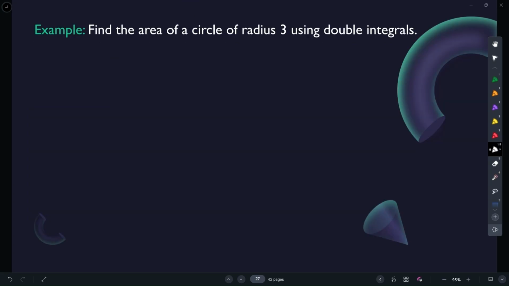Let's start by finding something that we already know, finding the area of a circle of radius 3 using double integrals. Well, I know what the area of this circle will be. Let's call the region R. In this case it is going to be a circle of radius 3. I know what the area of my region is. I don't need double integrals to tell me that. It will be pi r squared, so it will be 9 pi. Great. But let's try to do this using double integrals.